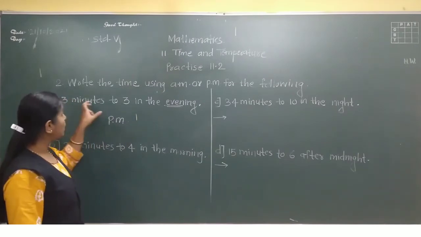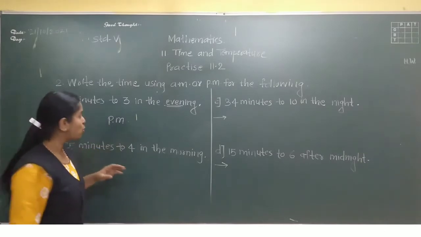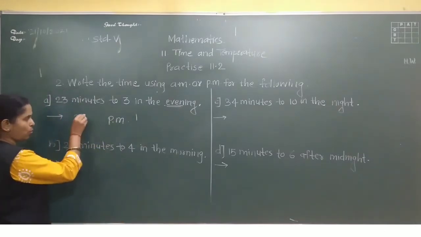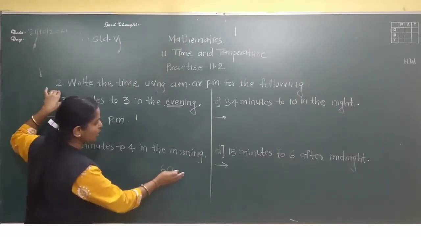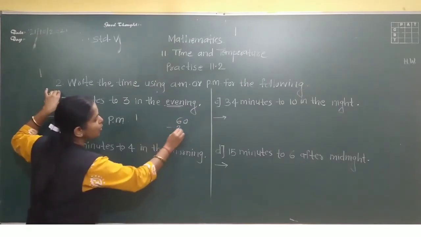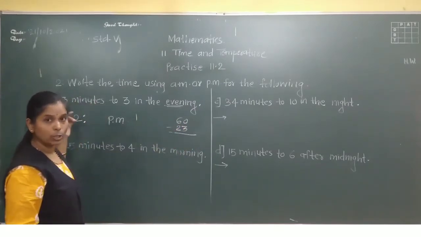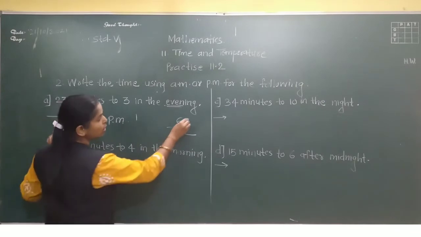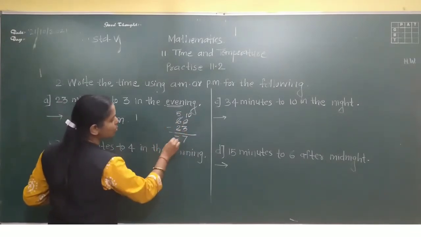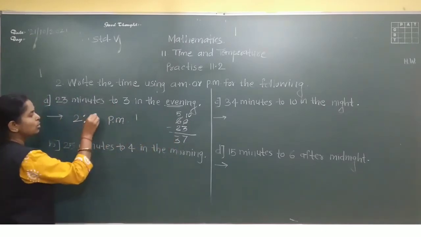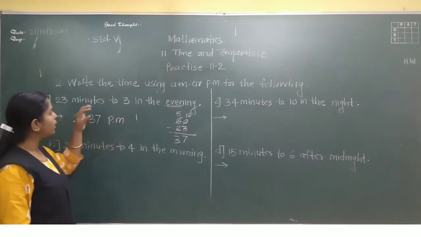Now 23 minutes to 3 o'clock means 3 o'clock is still not over. Correct? So how many hours are over then? 2 hours over. And 23 minutes are there to 3 o'clock, so from 60 we have to subtract 23. So how many minutes over after 2 o'clock? 10 minus 3, 7. 5 minus 2, 3. That is 2. The time is 2:37 p.m. Understood what I did here?